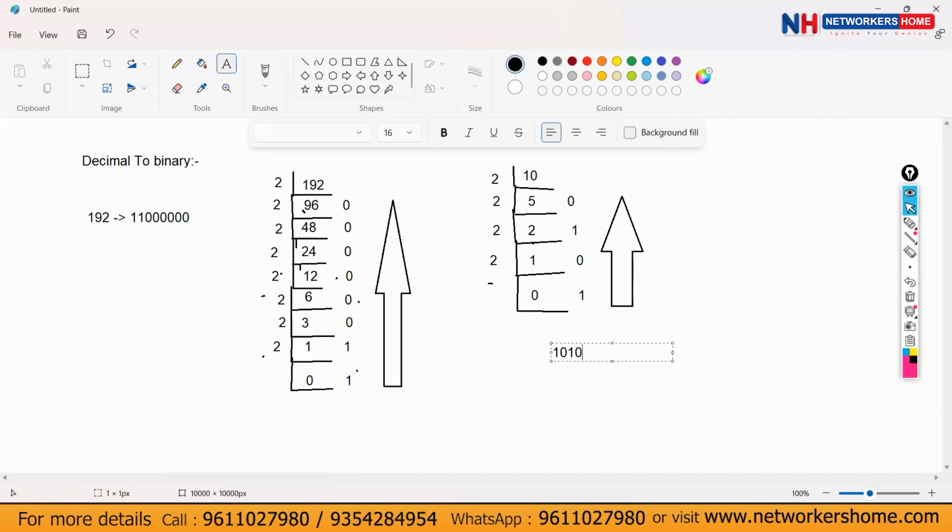So we have got 4 bits, but in an octet there has to be 8 bits. So what do we do? We fill the initial 4 bits with zeros. 1 2 3 4. Suppose if you have got 5 digits, then the initial 3 digits have to be filled with zeros. So in total there has to be 8 bits, 8 numbers.